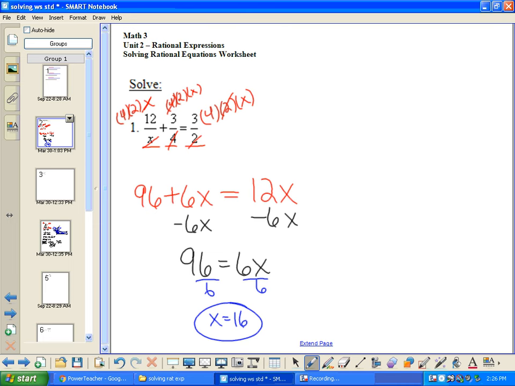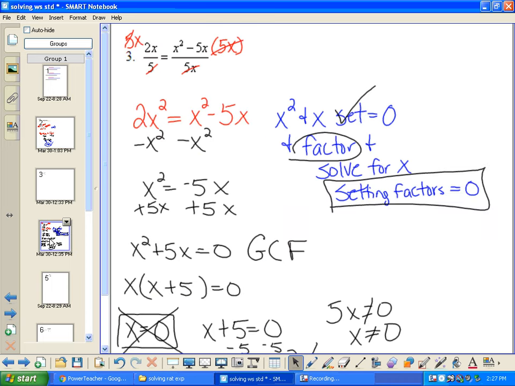Now remember, we have to check and make sure our denominator, that the 16 doesn't make it 0. Our restriction here would be x cannot equal 0. So this is 16, so it works as a valid answer. Okay, so I've done number 1 on the worksheet. Now I'm going to skip number 2 and go to number 3.